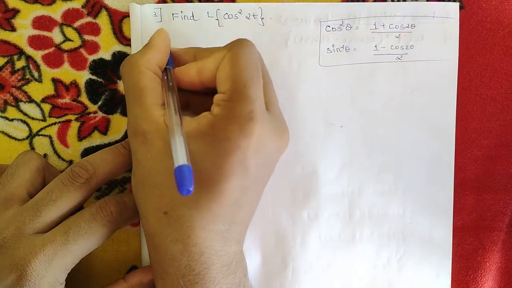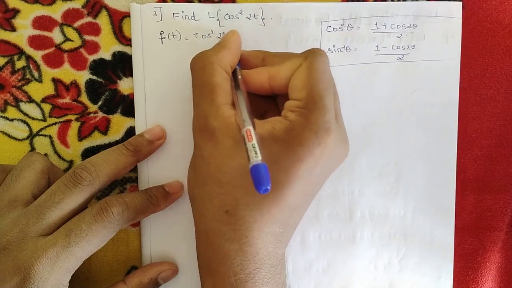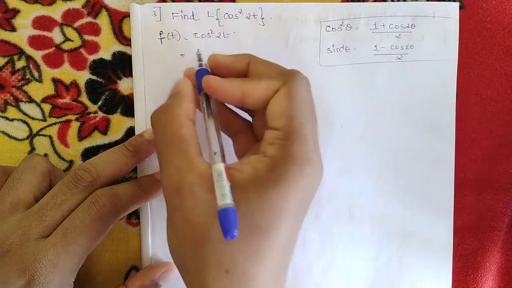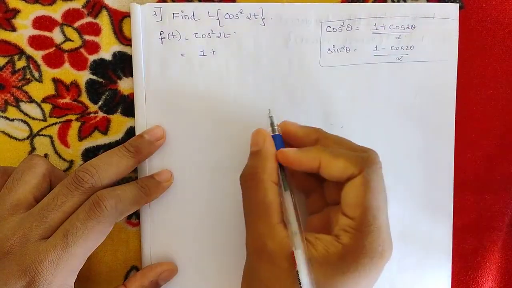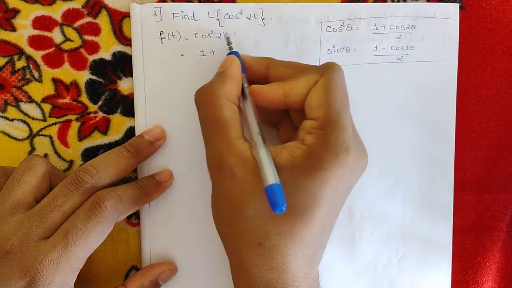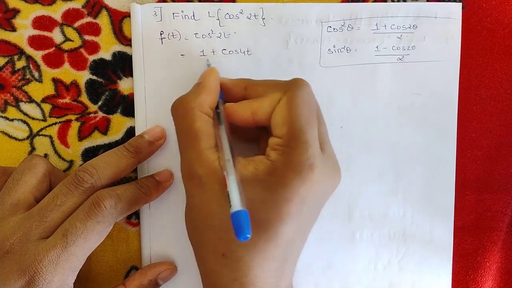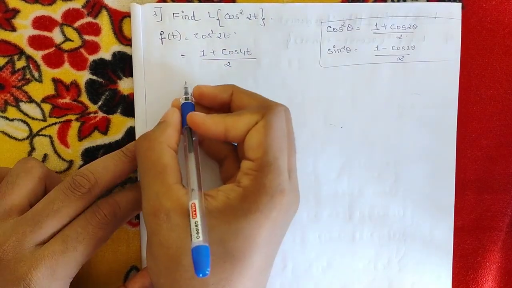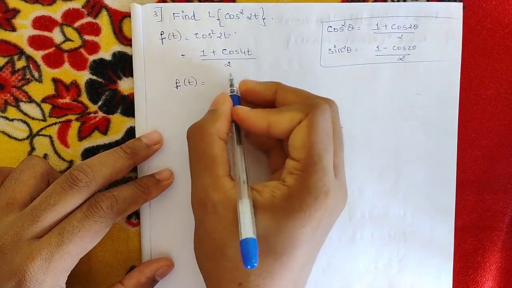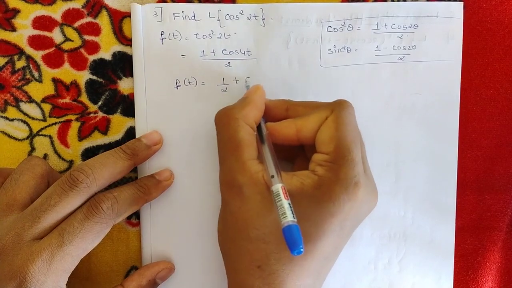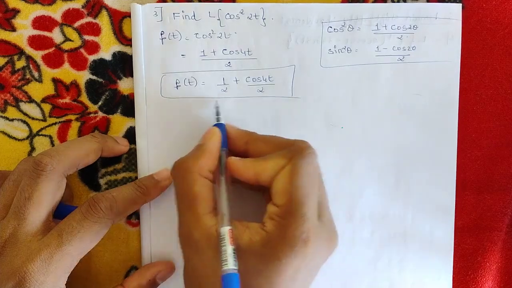So now let us solve. f of t is cos square 2t. Okay, so that is equal to 1 plus cos 2 theta, and in place of theta we are having 2t, so 2 into 2t is 4t, so 1 plus cos 4t divided by 2. So our f of t would be equal to, dividing 2 separately for both the terms, 1 by 2 plus cos 4t by 2. Okay, so this is our new value of f of t.